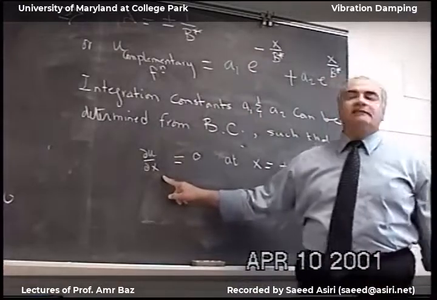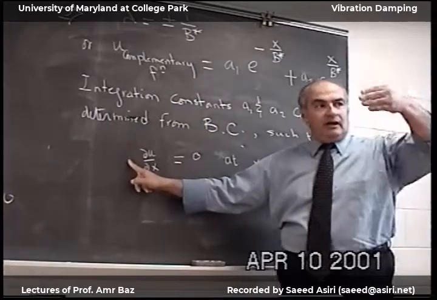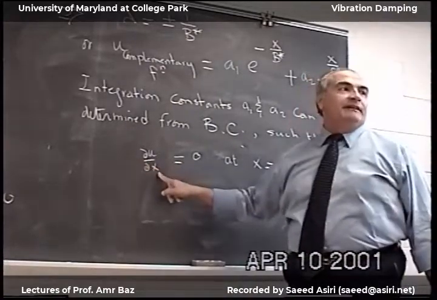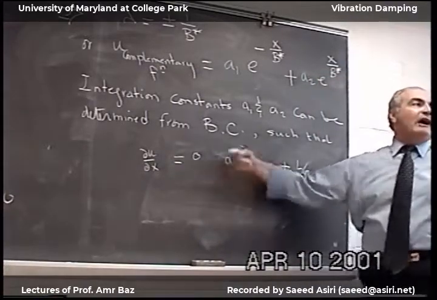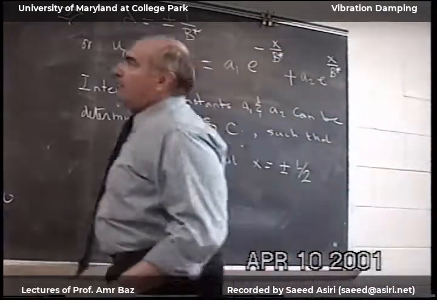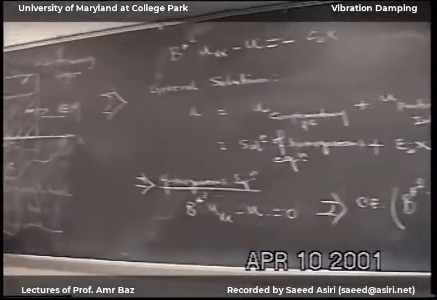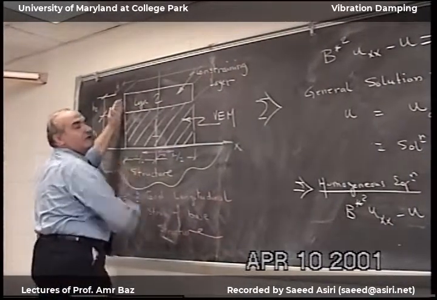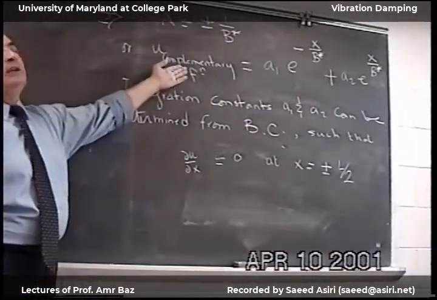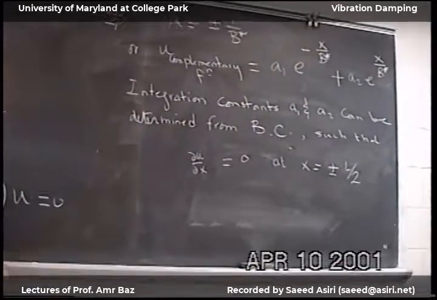This should ideally be E2 times the area of the constraining layer perpendicular to the board times the strain, equal to 0. I don't have any loads generated at the ends. So at these two points, L over 2 and minus L over 2, the strain is equal to 0. So now I have two conditions and two coefficients, I can determine the solution.